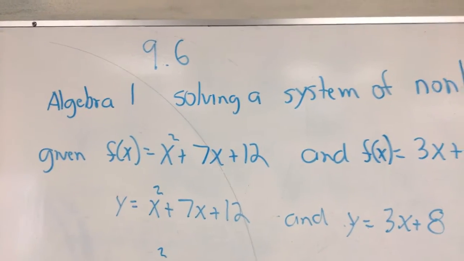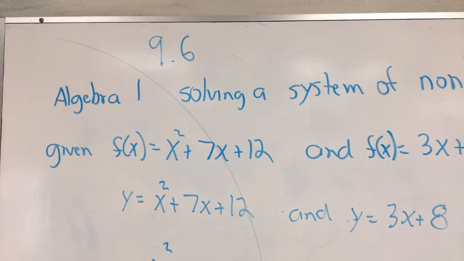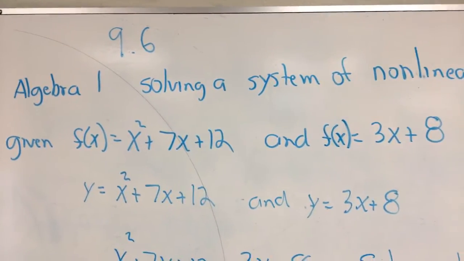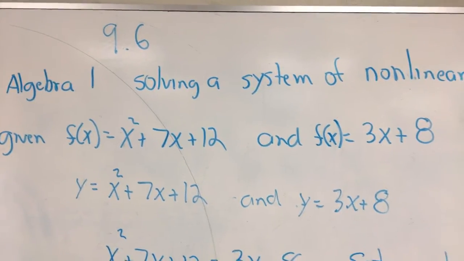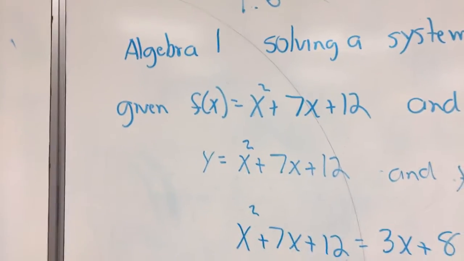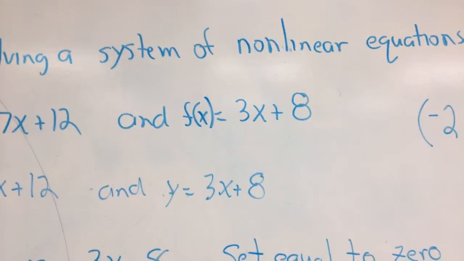Now remember, f of x, that's function notation. It's just the name of the rule and the variable is x. If you jam something in for x, it's going to give you a y value. That's why f of x and y are interchangeable. So I'm going to say y is equal to x squared plus 7x plus 12, and y is equal to 3x plus 8.